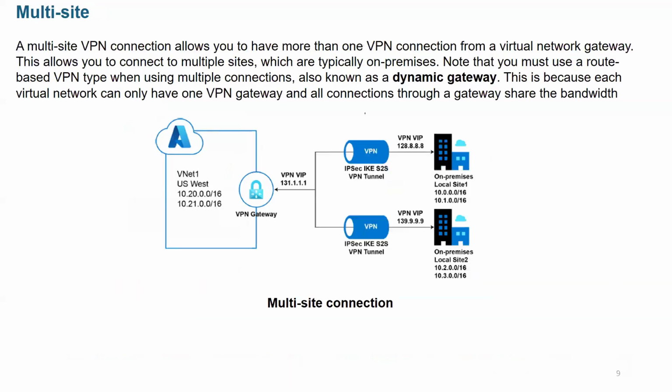Multi-site: if you create a VPN gateway and you have multiple sites in multiple on-premise data centers, they can configure a multi-site connection. This VPN connection allows multiple sites, which are typically on-premise. They configure a dynamic gateway, so that a multi-site VPN gateway is configured.